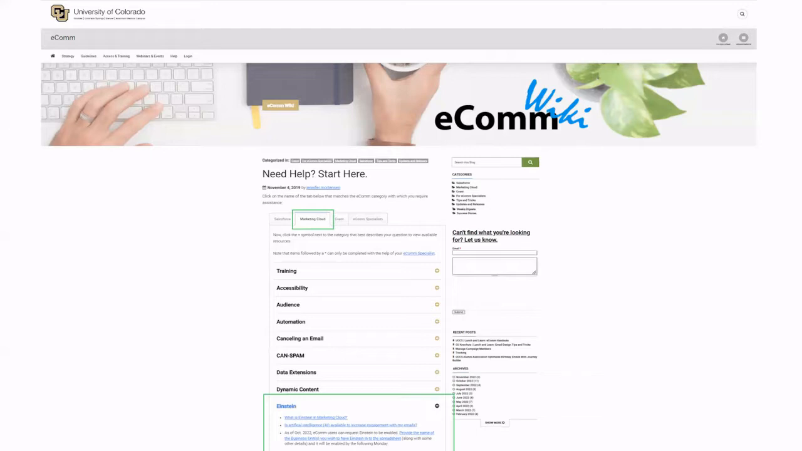And then just as a reminder, you can find Einstein-related wikis by going to the Need Help Start Here page on the eComm website and navigating to Marketing Cloud and then Einstein. And I think there's 3 resources linked there.